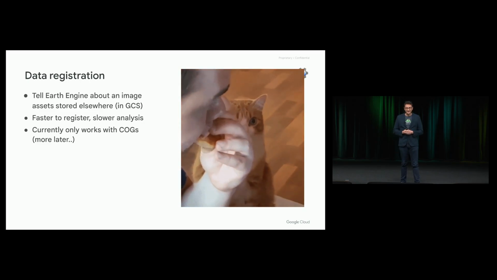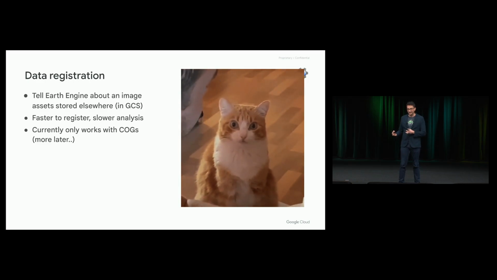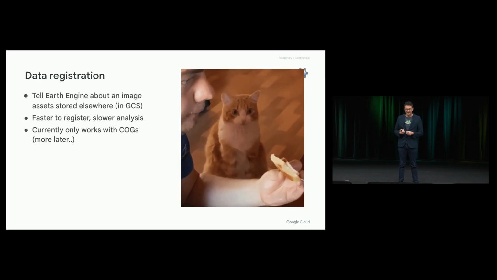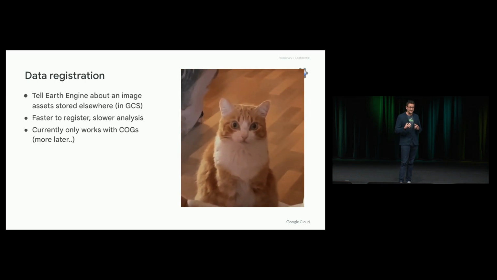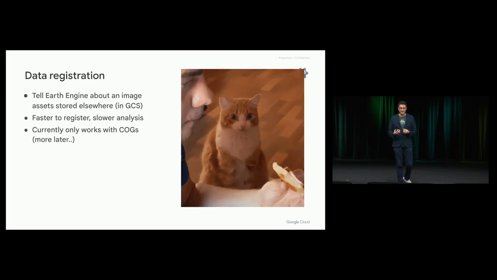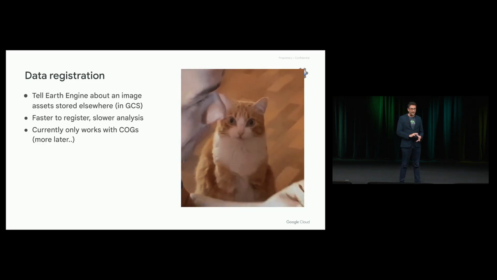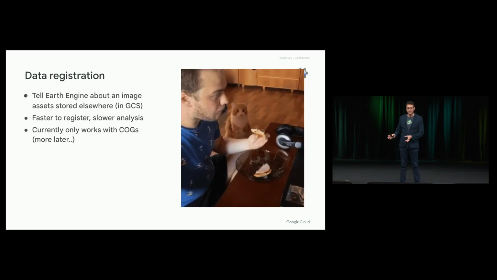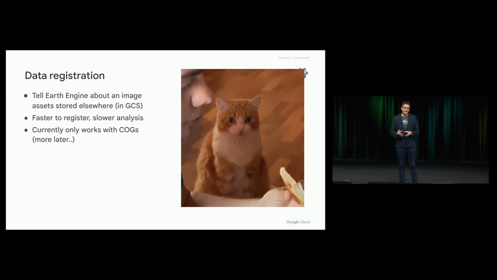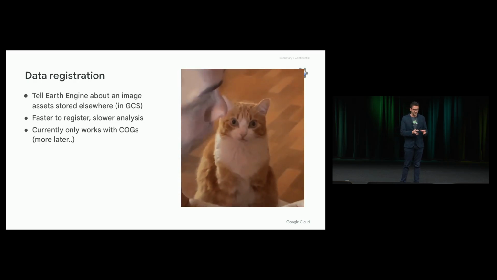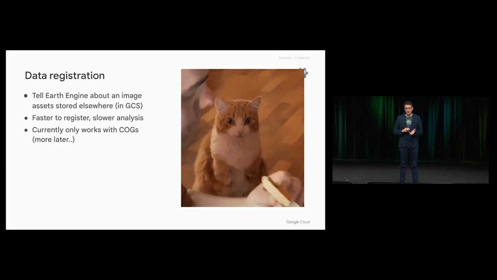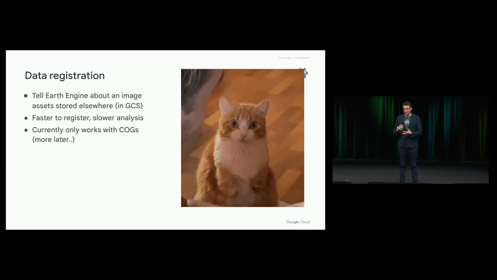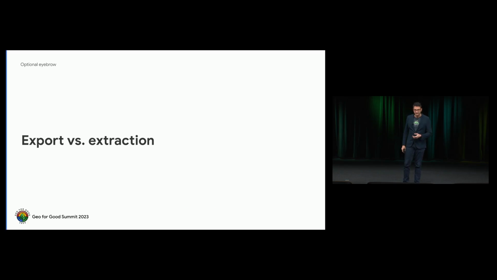With data registration, the data never actually gets ingested into Earth Engine, as you see this slightly sad cat here realizing. In this case, we tell Earth Engine about the existence of this data. So currently, that means cloud-optimized GeoTIFFs living somewhere on Google Cloud Storage. That's much faster to get working because you can just register your asset with Earth Engine, and it doesn't get ingested. The downside is that there's much slower analysis because it isn't pre-indexed and pre-processed to be optimized for use with Earth Engine. We'll get back to that later in Sam's talk.